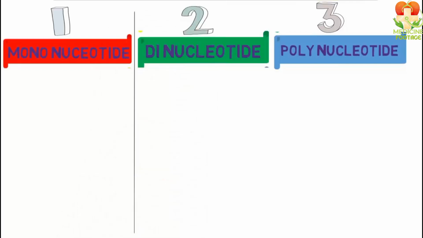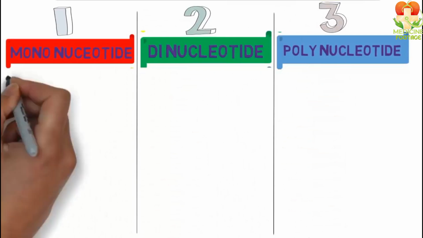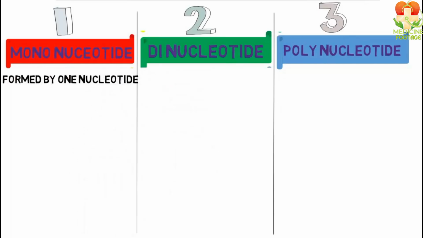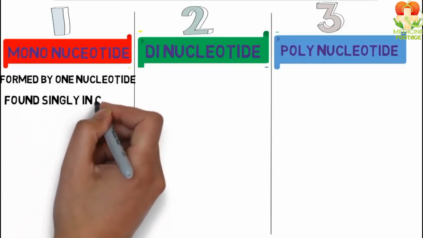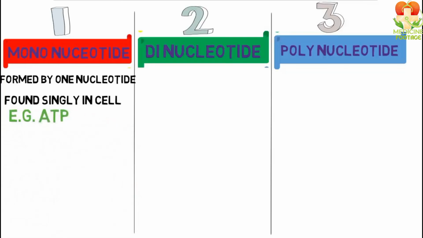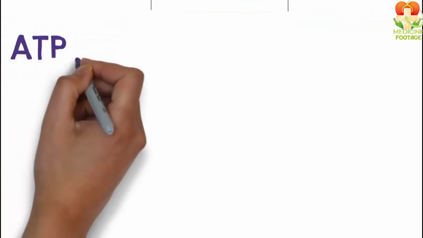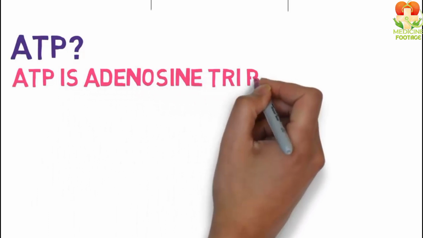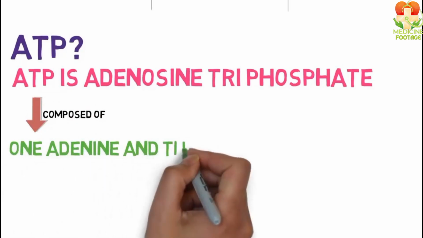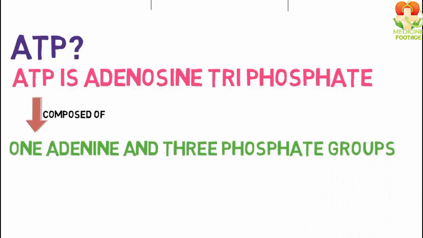The first classification, which we call mononucleotides, is made up of a single nucleotide. Mono means one, and it is always found single in the cell. Its example is ATP. If asked what is the full form of ATP, ATP is adenosine triphosphate. This means it is made of adenosine and 3 phosphate groups, meaning 3 phosphates and 1 adenosine combined to form ATP. As I already explained, adenosine is a nitrogen base.